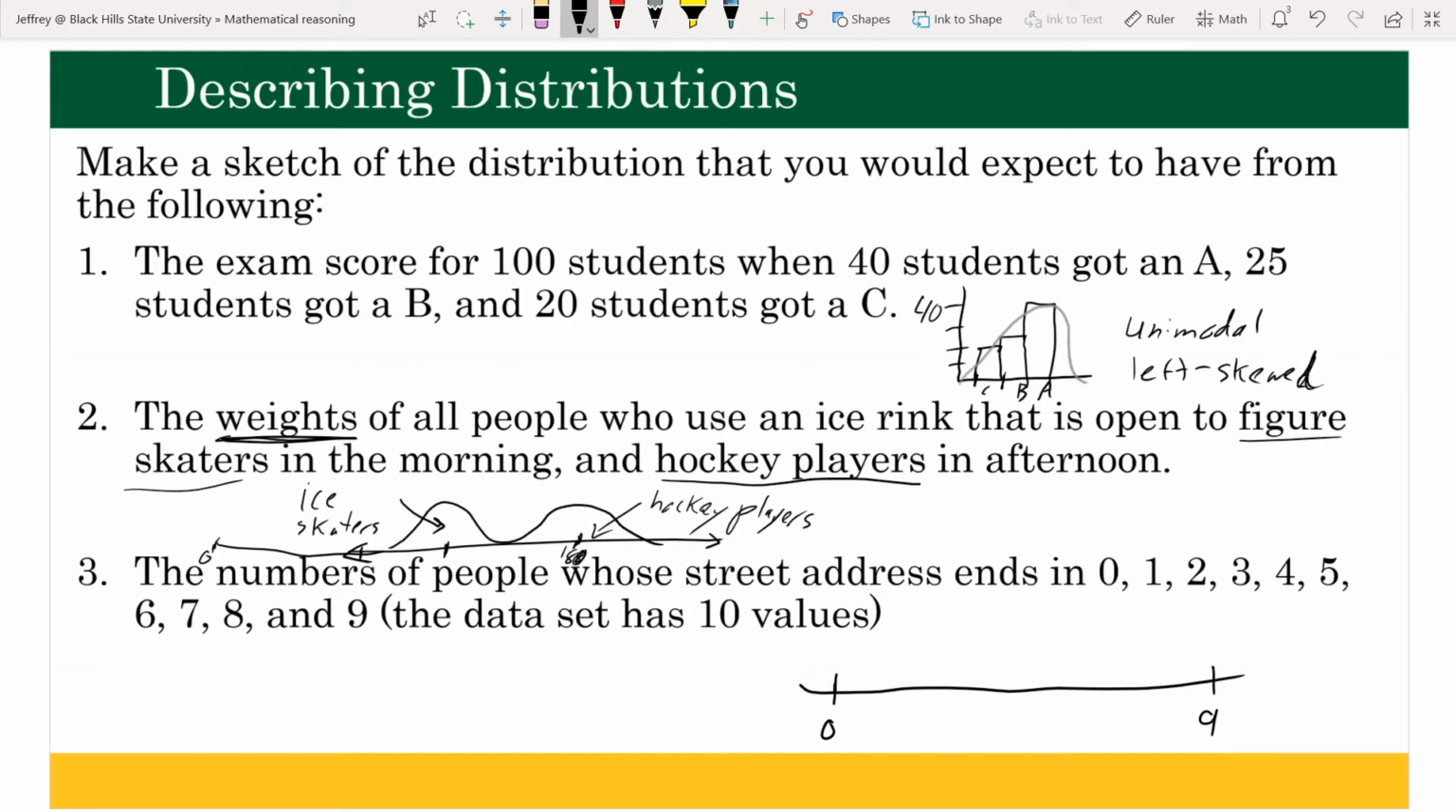And so what this will actually look like is that the heights will actually be the same no matter what the number is. If it's 0, if it's 1, if it's 5, whatever it is, all of them are going to have the same chance of being selected, so the heights will all be the same. And this actually has a special name called the uniform distribution.